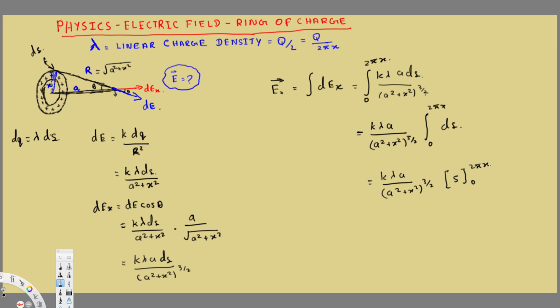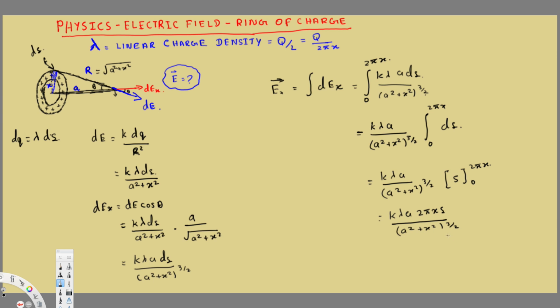x. For 0 it's going to be 0, but we subtract that from the value at 2 pi x, so it's this one minus this. So this is going to be k lambda a times 2 pi x, s minus 0. You don't have to write it because it doesn't make any difference. And in the bottom we have a square plus x square to the power 3 by 2.